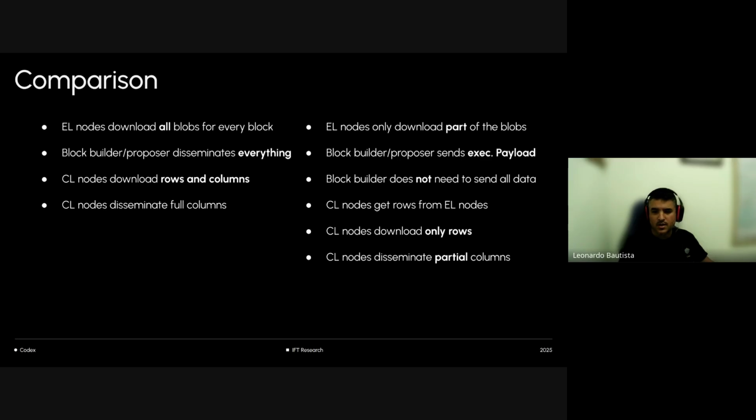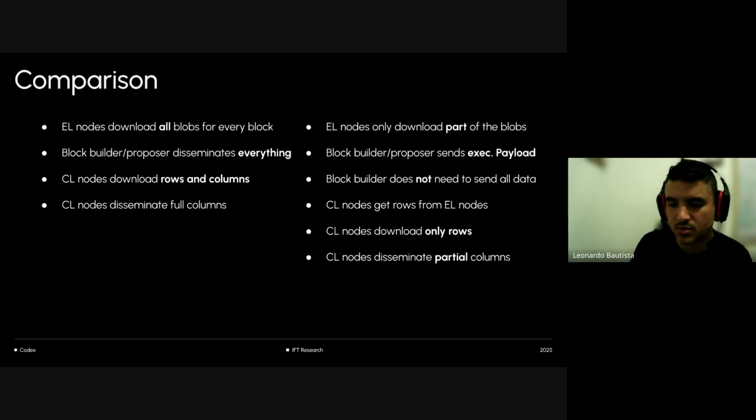Sorry, this is actually download. This is the EL nodes that download the rows, and the CL nodes disseminate partial columns, and they download columns. On the left, you had a system in which you had to disseminate full columns. On the right, you have a system in which you disseminate partial columns. I'm not sure it's very clear, but I was trying to put the old version on one side and the new version of the protocol on the right side, and compare these two things.